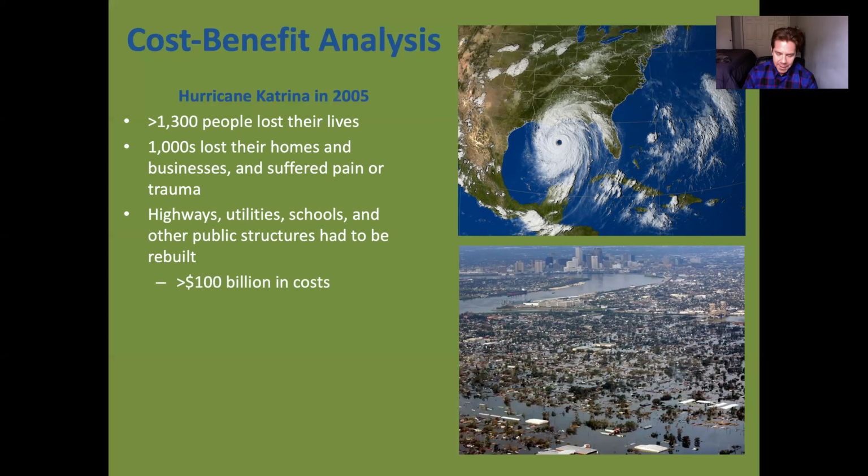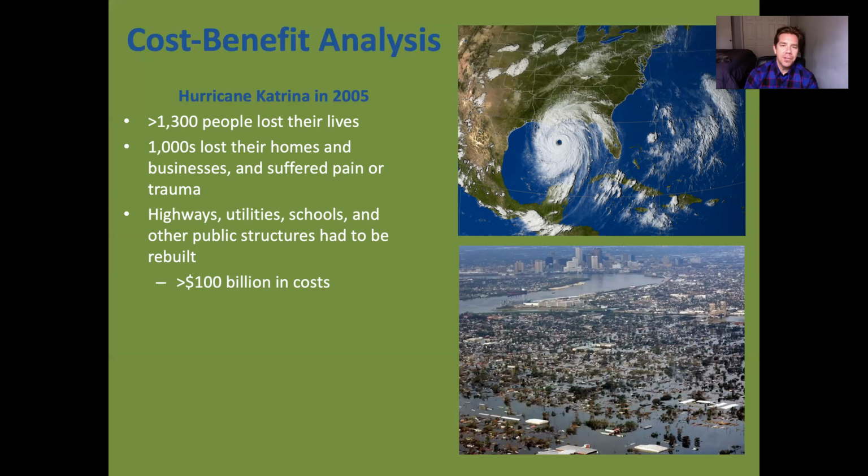So ultimately, Hurricane Katrina had more than $100 billion in costs, right? These are the estimated economic impacts of all of these different factors when we put them together from one event, Hurricane Katrina. So the question is, what could we have done to better prepare Louisiana, which was the hardest hit state by this event? What could we have done to better prepare these regions to basically be resilient to these effects, right?